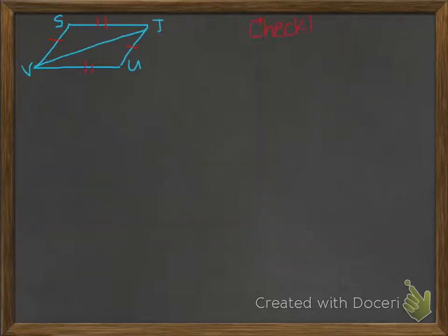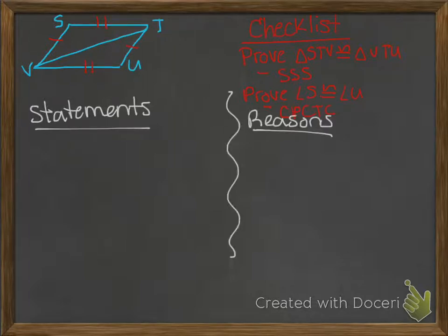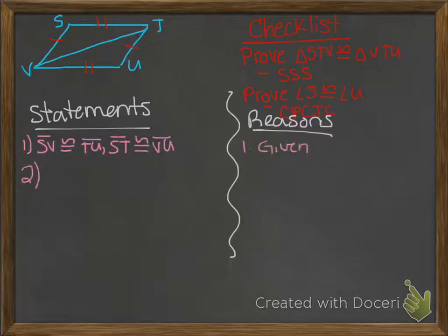So here we have our proof, of course. This is just going to be the start, and I'm just going to write our checklist here because you should have your given already written down. All right. So my given, of course, is going to be that SV is congruent to TU and ST is congruent to VU. So you can go ahead and write that down. And that's, of course, just going to be because of my given.